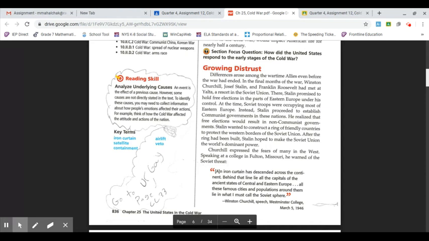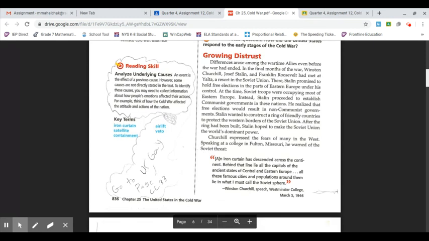Churchill expressed the fears of many in the West. Speaking at a college in Fulton, Missouri, he warned of the Soviet threat. "An Iron Curtain has descended across the continent. Behind the line lie all the capitals of ancient states of Central and Eastern Europe. All these famous cities and populations around them lie in what I must call the Soviet sphere." Winston Churchill speech, Westminster College, March 5, 1946.